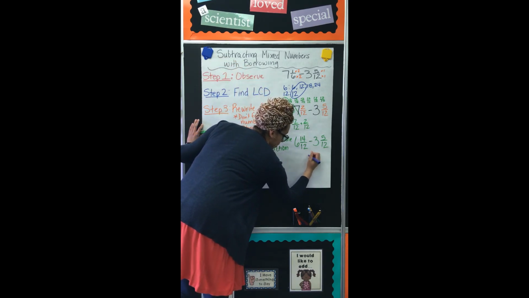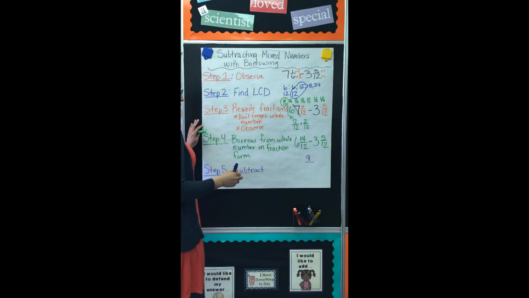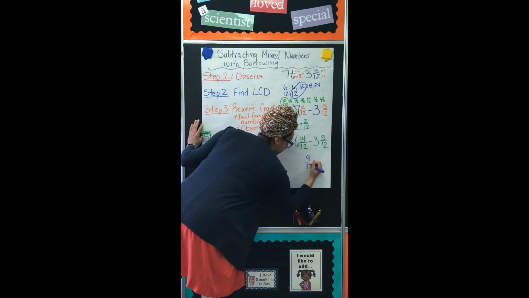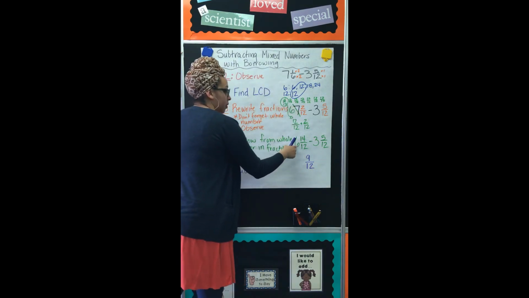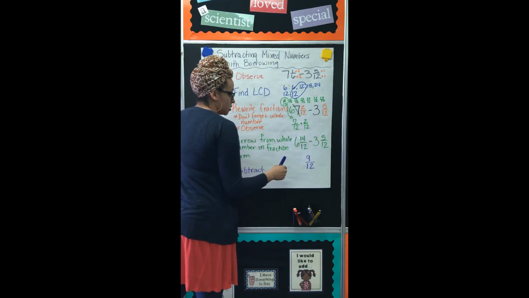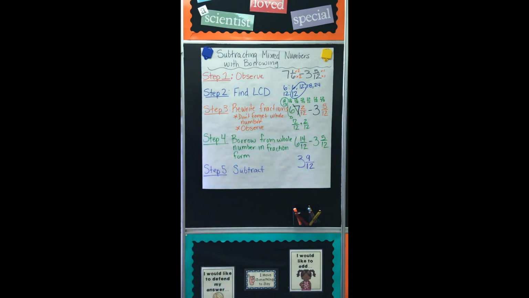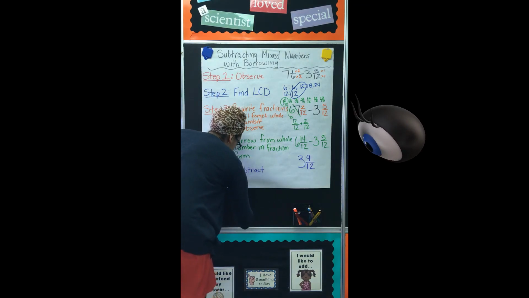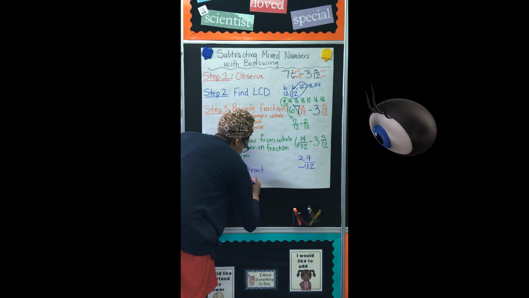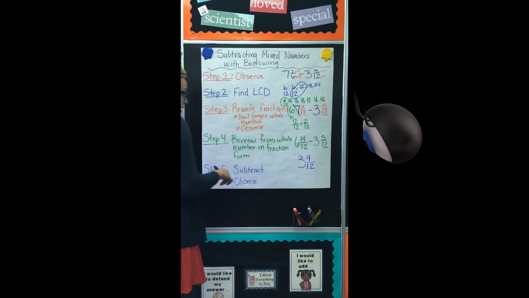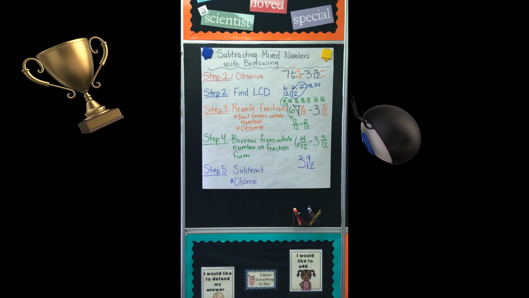We should say 9. Do we go 12 minus 12? Just kidding. Our denominator stays the same. Then we look at our whole number. 6 minus 3 is... Now that we have an answer, what do we do? We stop and we observe it again, because we want our answer to be in our best answer possible, our championship answer.